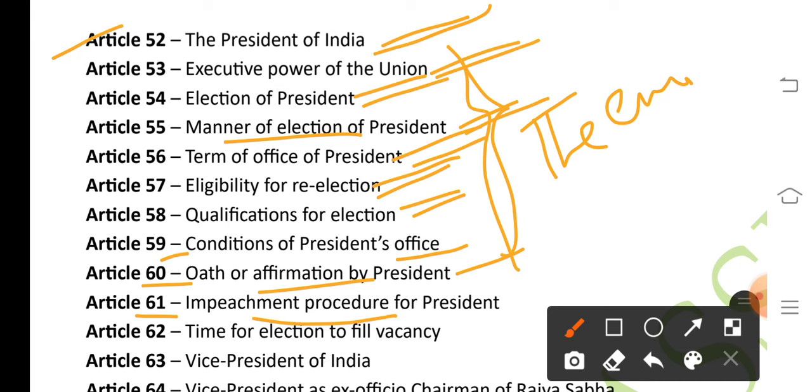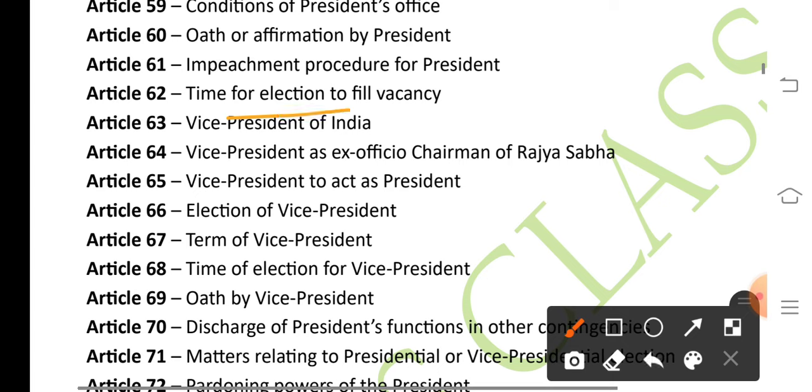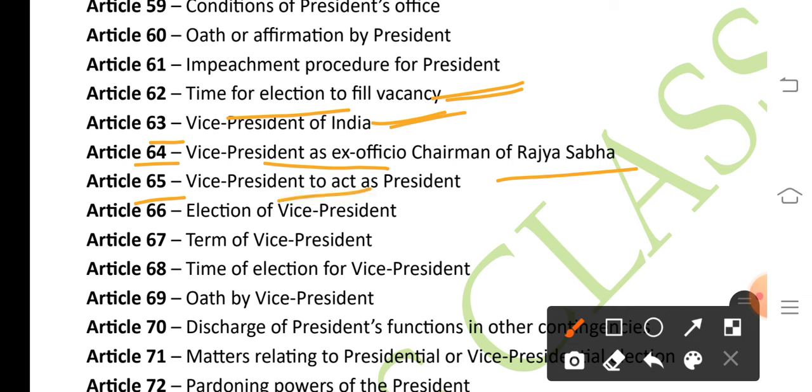61, impeachment procedure for president. 62, the time for election to fill vacancy. 63, the Vice President of India. 64, Vice President as ex officio Chairman of Rajya Sabha. 65, Vice President to act as President. 66, election of Vice President. 67, term of Vice President. 68, time of election for Vice President. 69, oath by Vice President.